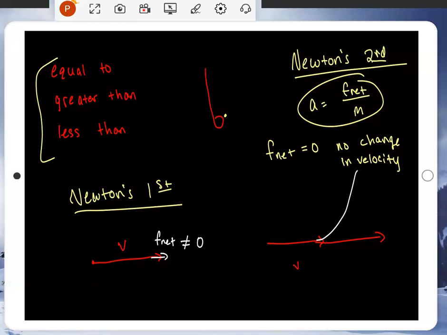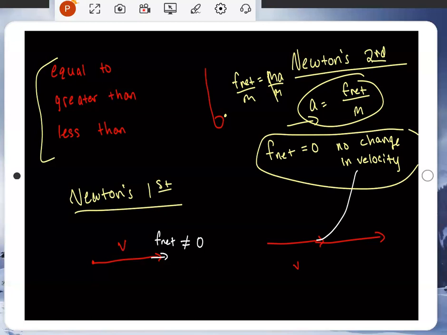I just wrote it a little differently. If you have F net equals m times a, we divide both sides by m, and that's how you get this one here. It's a different way to think about Newton's second law, but this is Newton's first law. If a change in velocity is acceleration, that's what Newton's second law tells us. That's why the first is just a special case of the second.